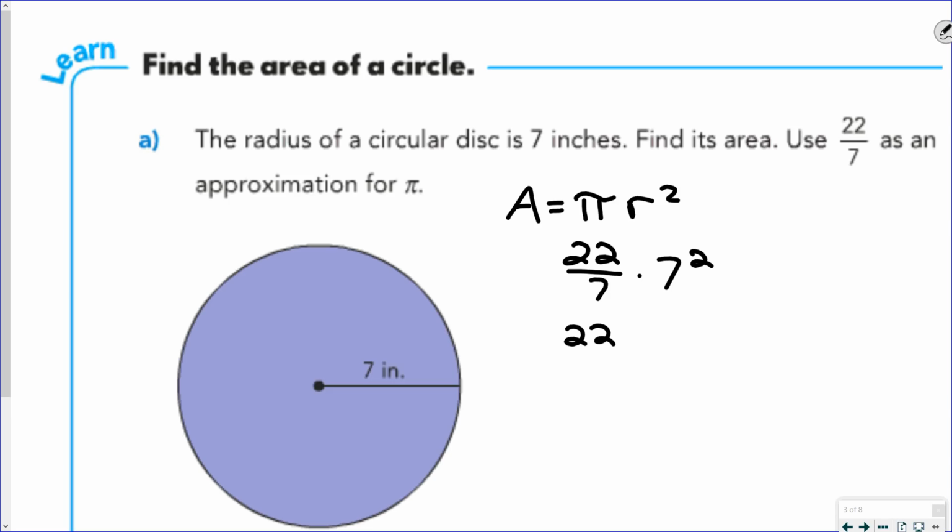7 squared is 49. So we can do some simplifying here. 7 becomes 1. 49 becomes 7. And then 22 times 7 is 154 square inches.